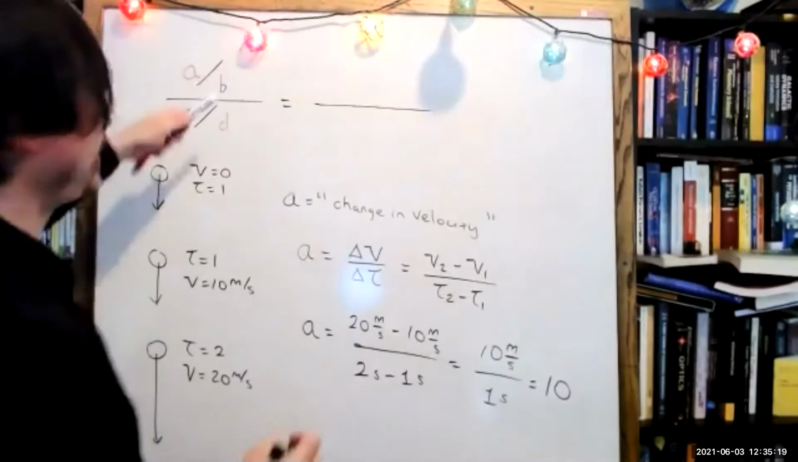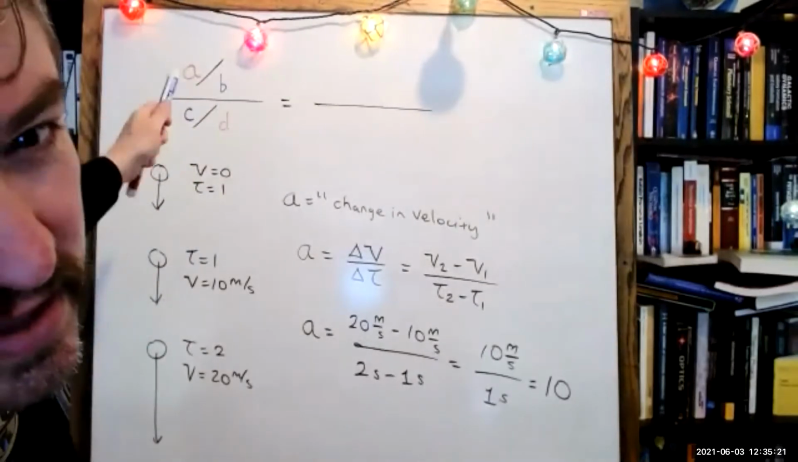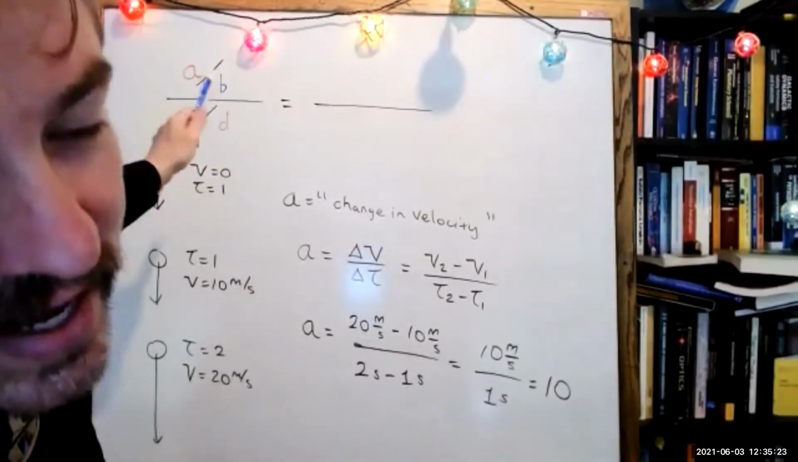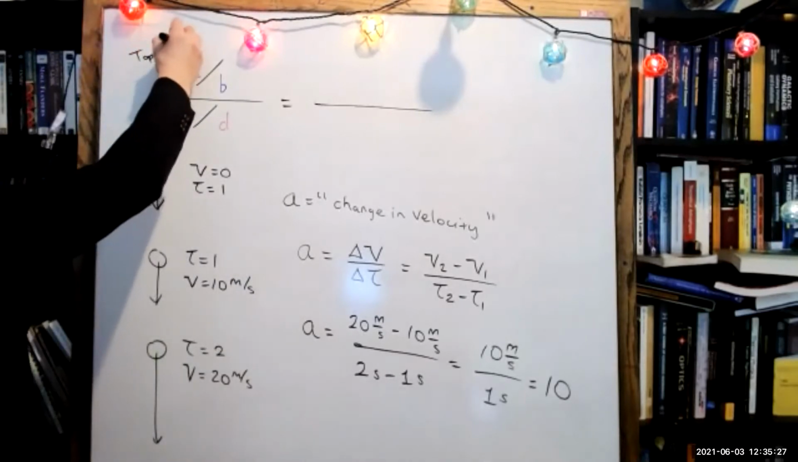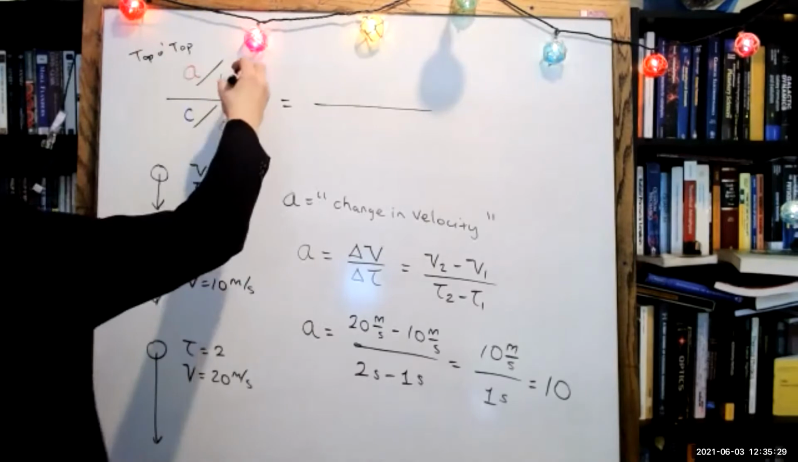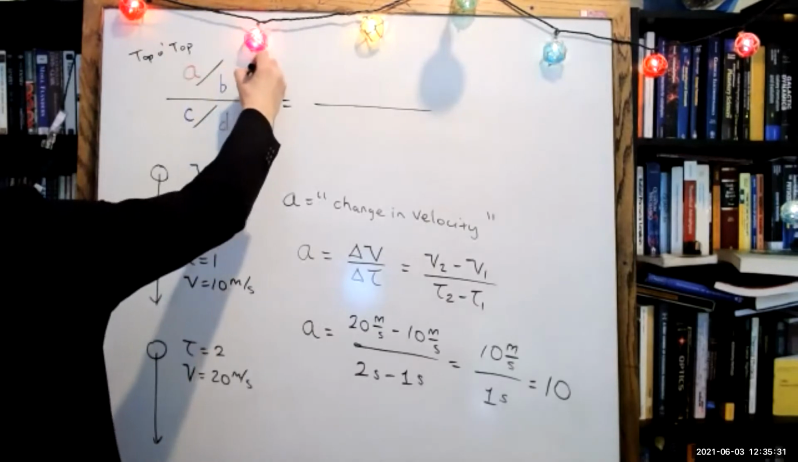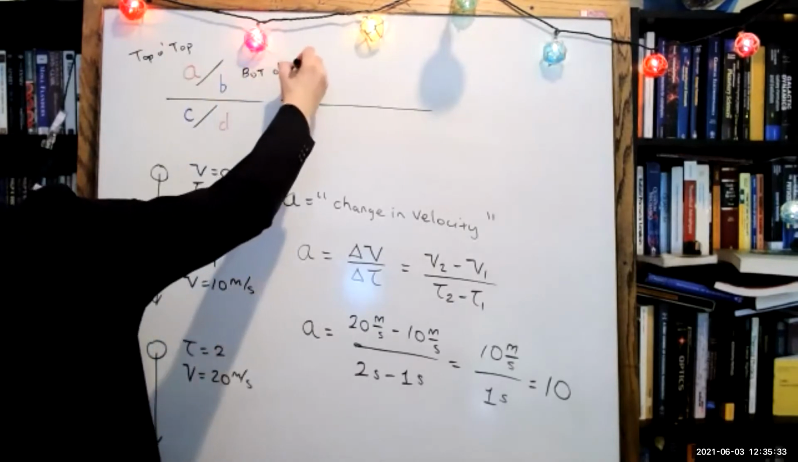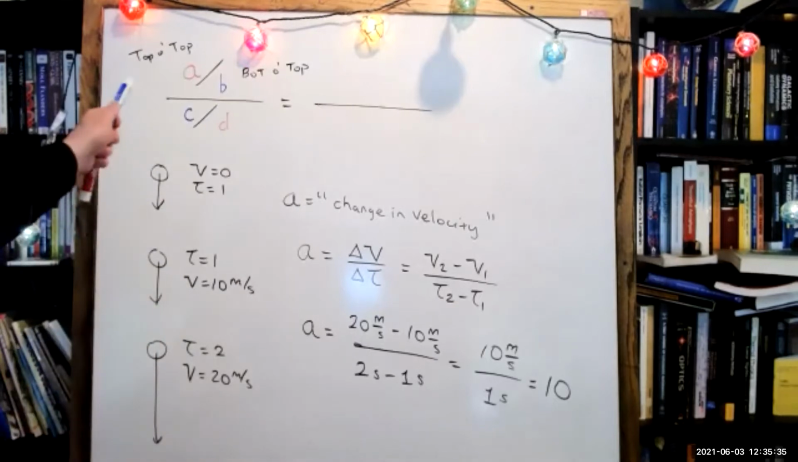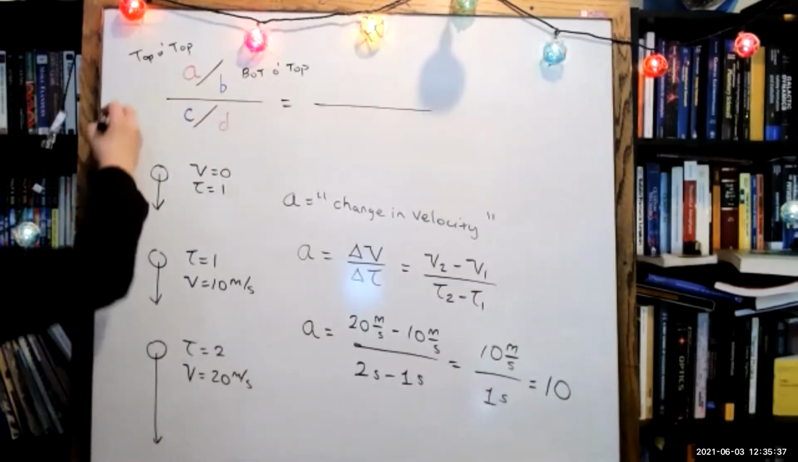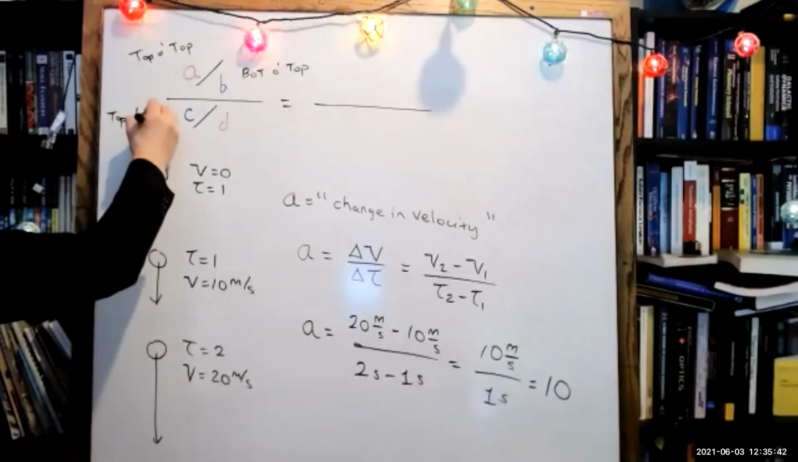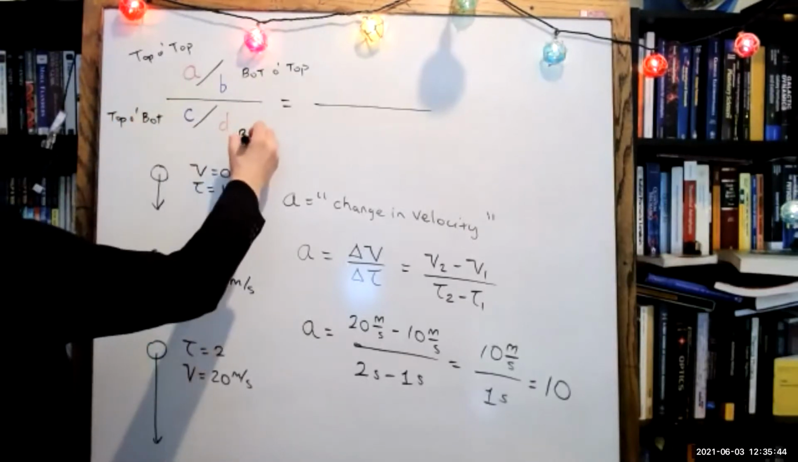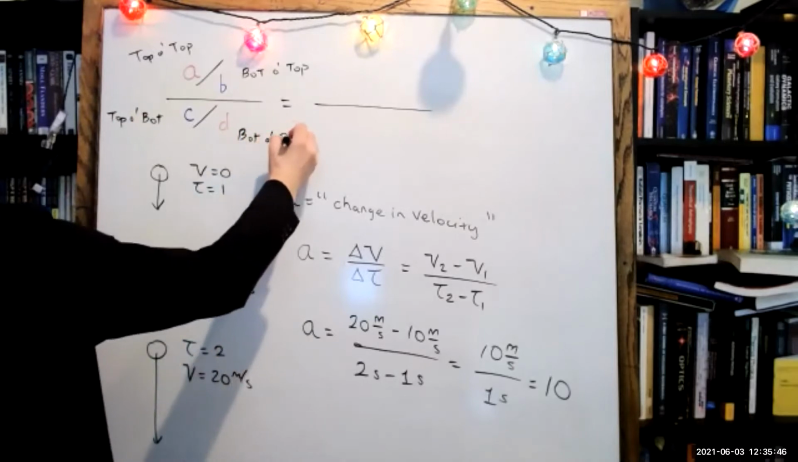Now, because I occasionally am going to need to talk about things like this and it's awkward, I have little nicknames for these things. A, I call the top of the top fraction. B, I refer to as the bottom of the top fraction. Okay, the top of the top, the bottom of the top. Here we have the top of the bottom fraction, and then D will be the bottom of the bottom fraction.